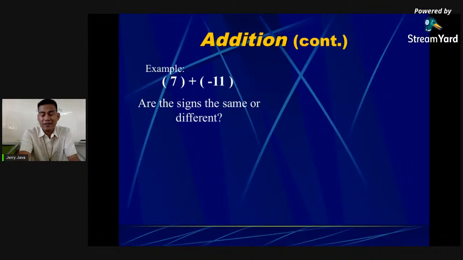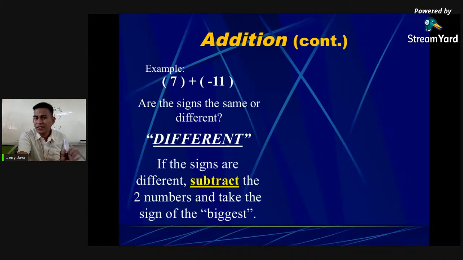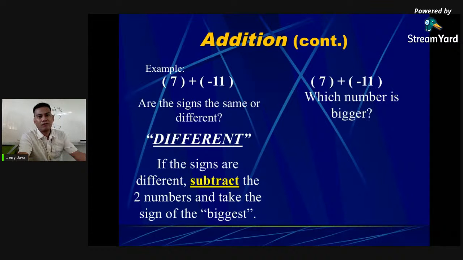Okay, are the signs the same or different? They are different signs. Kapag different sign, you're going to subtract, then copy the sign of the bigger number. So the signs are different, subtract the two numbers and take the sign of the biggest number. So 7 plus negative 11, the bigger number is negative 11 or 11. What's the sign of 11? Negative.